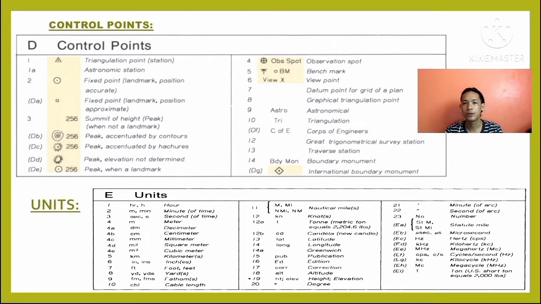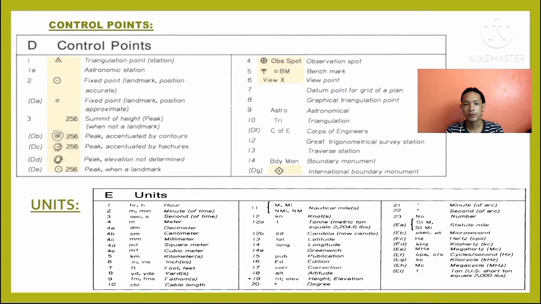in order to locate the International Boundary Monument. Also, we can find in this picture that it shows the different symbols to be used in a particular area in order to determine the landmarks or indicate the markers of the different locations. So now, let's proceed to the units.